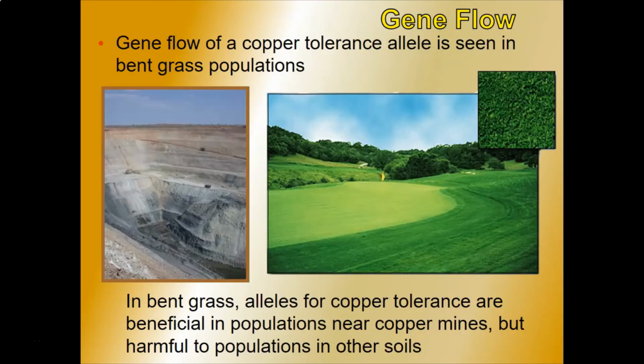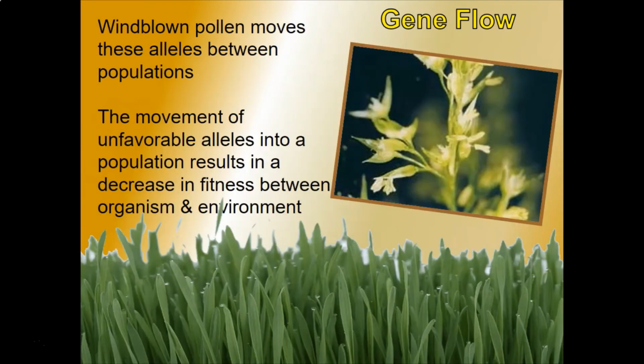Another example, from the textbook that we use, is a copper tolerance allele seen in bent grass populations. In bent grass, alleles for copper tolerance are beneficial, but only if you're near copper mines, right? If you're not near a copper mine, you actually don't want this. So you can see how the gene flow spreads there. It's a good thing when the pollen flows near copper mines if you have that allele, and if you don't have that allele, it's good to not have it spread back into your population that's away from copper mines.